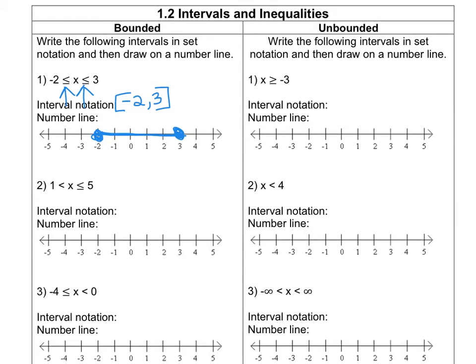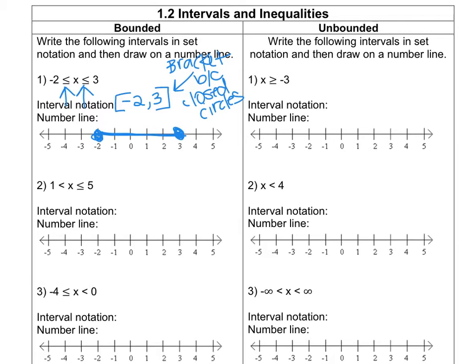And if you want to make a side note here as to why we use the bracket, so we bracket because closed circles. So anytime you have a closed circle or a less than or equal to sign, it's going to be bracketed because it can actually equal those numbers. Let's go on to number 2.